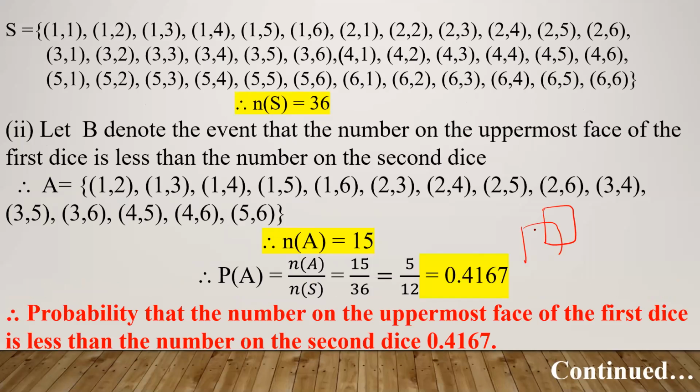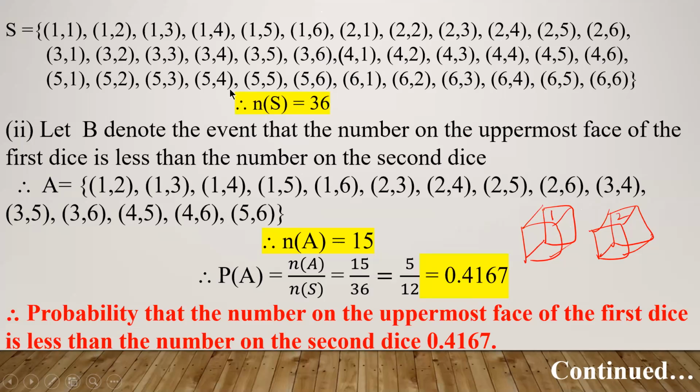If you throw 2 dice, my event is the number on the first dice is less than the number on the second dice. So 1, 1 definitely will not come. 1, 2 will come. If 1 has come here and 2 has come here, then 1 is less than 2. The number on the first dice is less than the number on the second dice, so 1, 2 will come. 1, 3, 1, 4, 1, 5, 1, 6. Similarly, you see 2, 1 will not come in this event. 2, 2 also will not come. 2, 3 and 2, 4, 2, 5 and 2, 6, they will come.